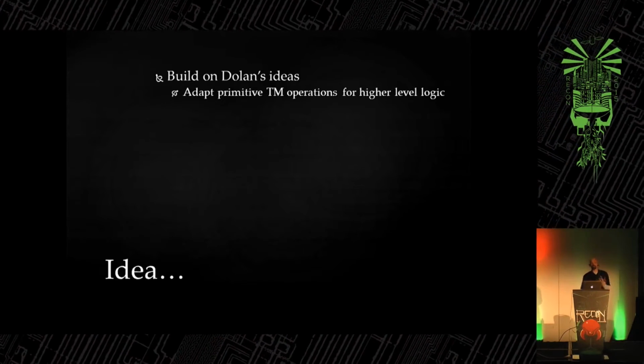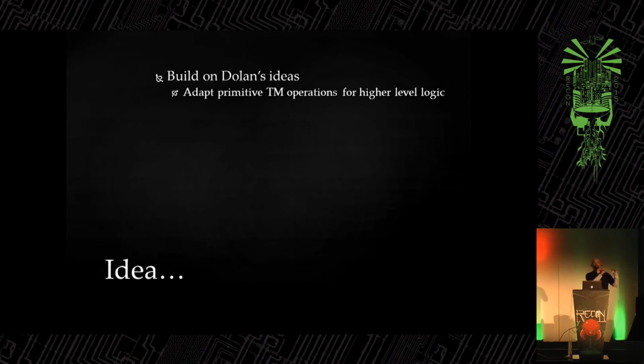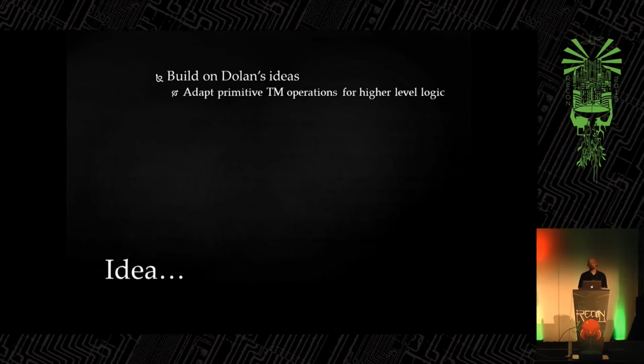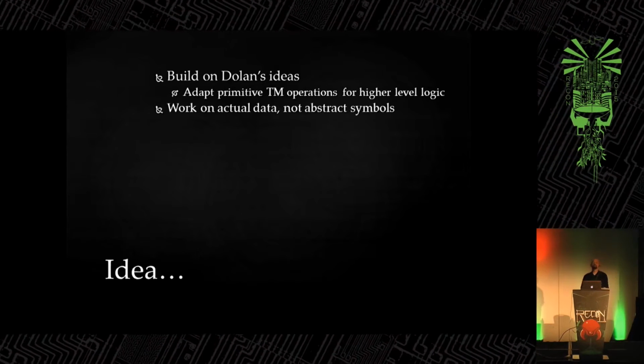So we've got these basic ideas of how to use move for some useful stuff, but it's a little bit challenging to get started with this. But I thought maybe if we can build on these primitive Turing machine operations that Dolan came up with, we could maybe adapt those for some higher level logic. We could also change his Turing machine.